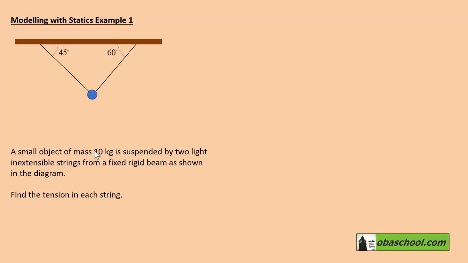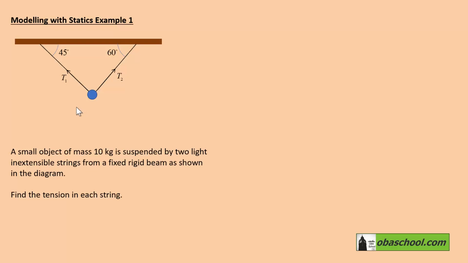A small object of mass 10 kilograms is suspended by two light, inextensible strings from a fixed rigid beam as shown in the diagram. We want to find the tension in each string. So let's call the tension in this string T1 and the tension in this string T2. What we want to do is resolve these forces horizontally and vertically.